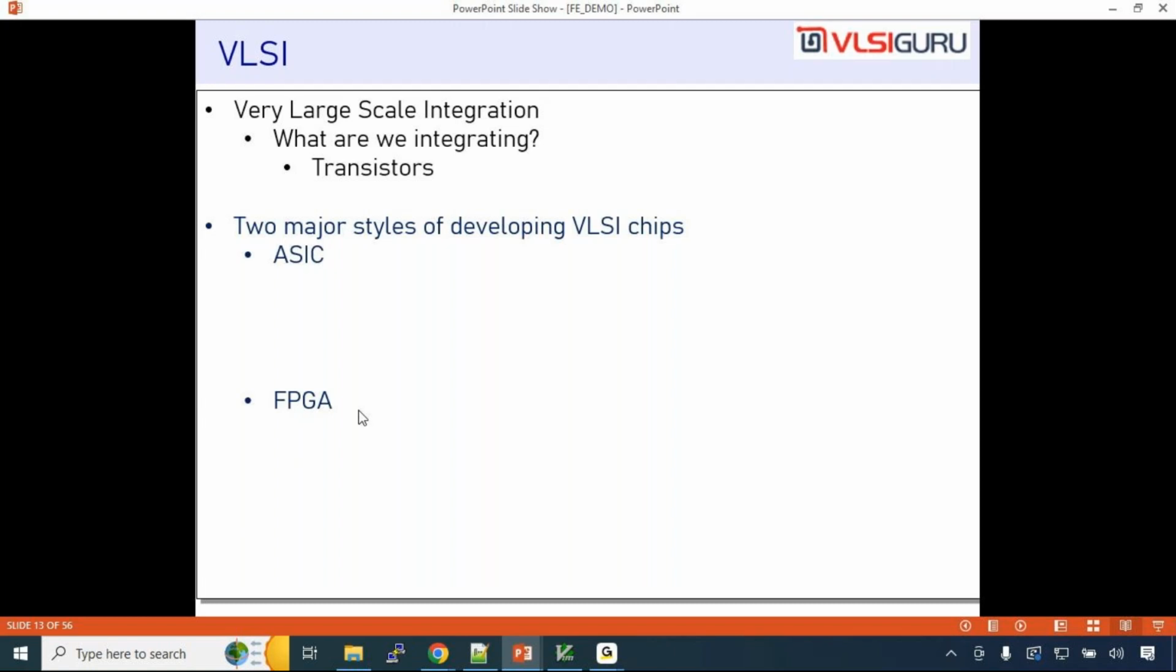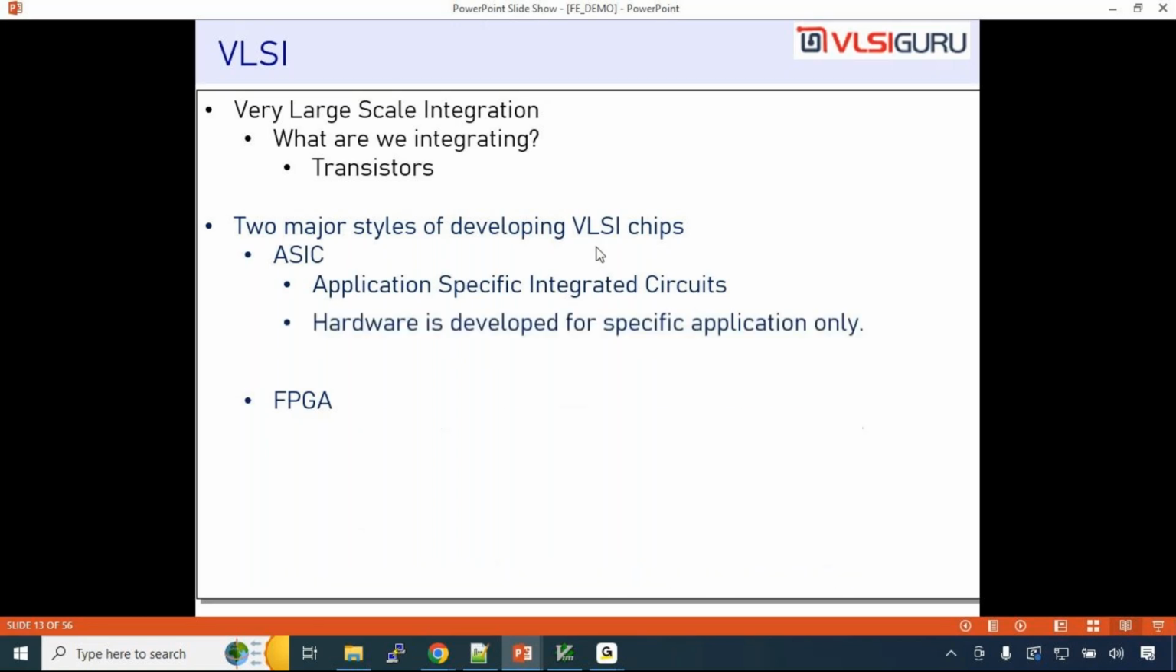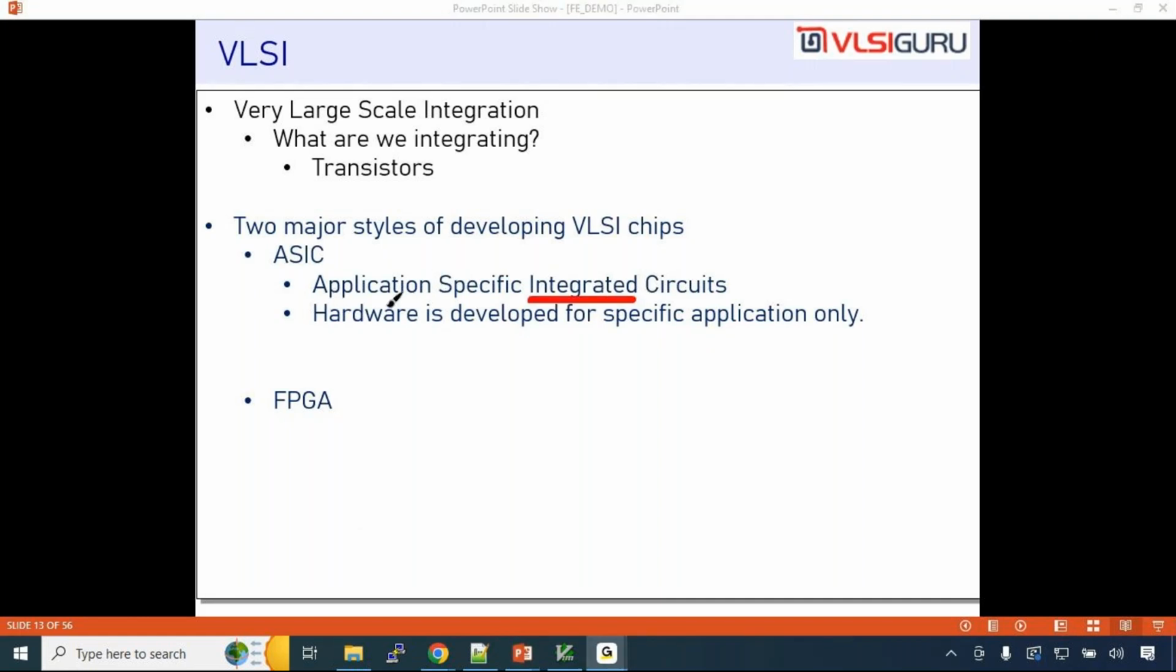What does ASIC stand for? Application specific integrated circuit. So this is one of the technologies used for developing VLSI chips. What is involved in ASIC? Hardware is developed for a specific application only. The name itself tells you that you are developing an integrated circuit specific to an application. That's why it's called ASIC. Example, a mobile phone chip.